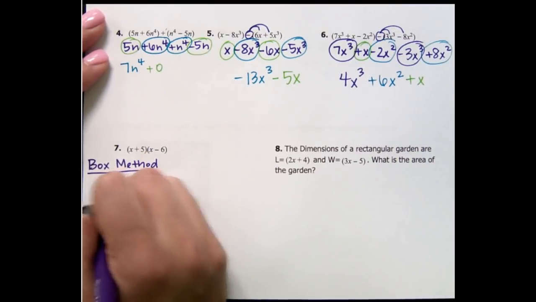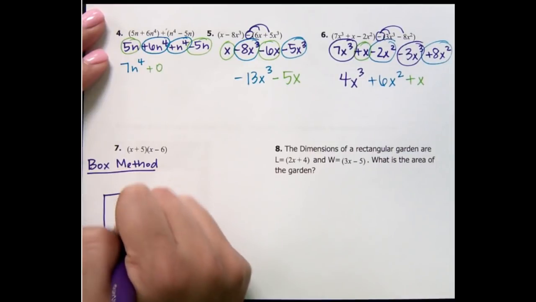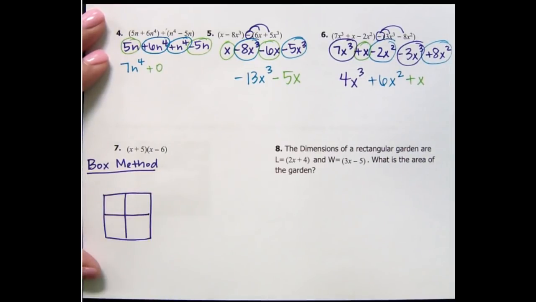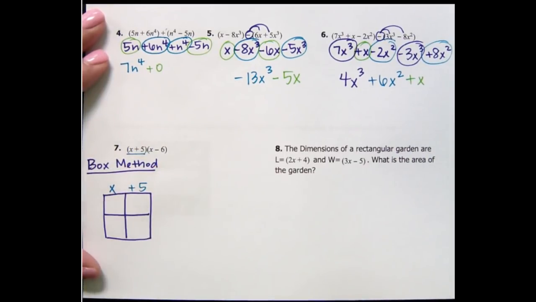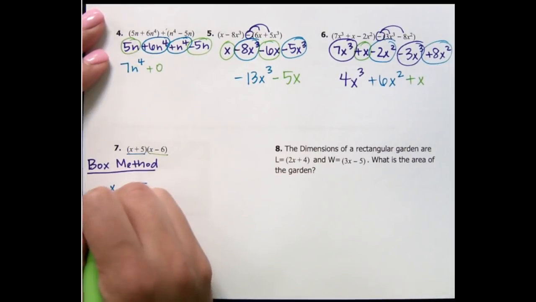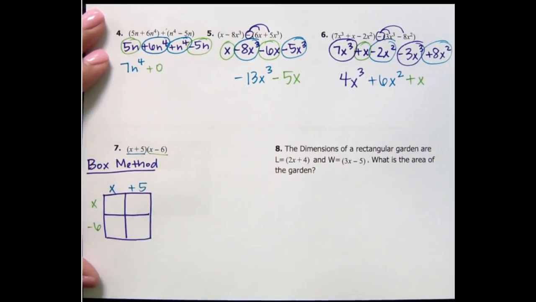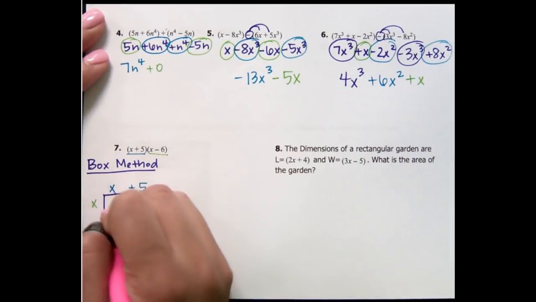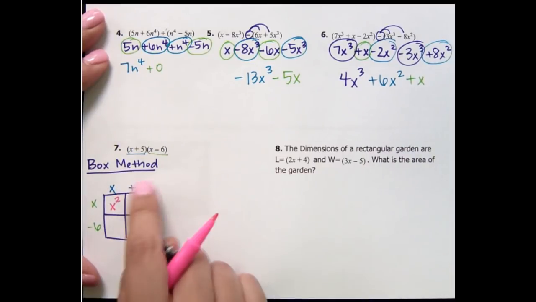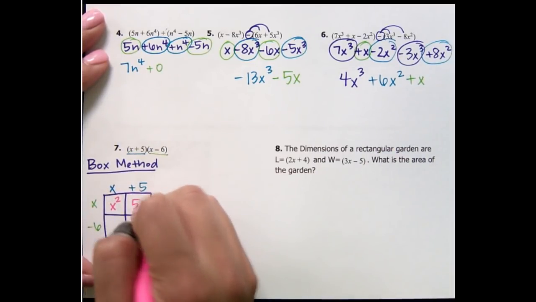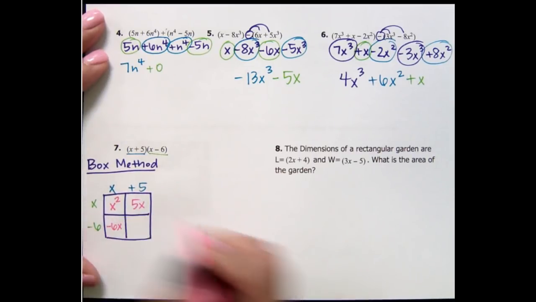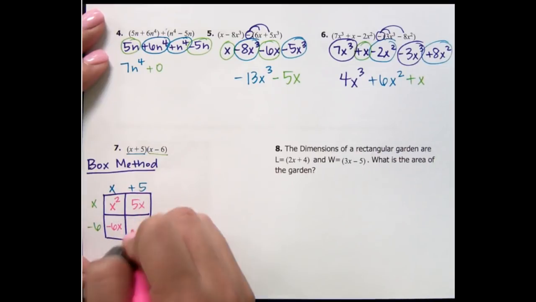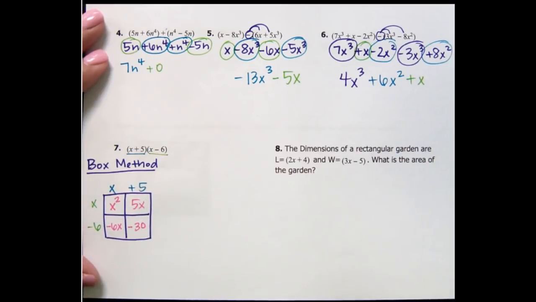So I set up my box. I write these on the top and on the side. And then remember to fill in the box we multiply. X times x, x squared. 5 times x, 5x. X times negative 6, negative 6x. Negative 6 times positive 5 is a negative 30.